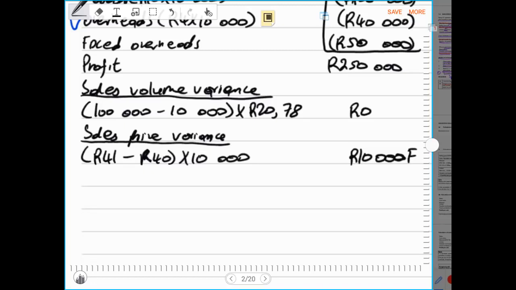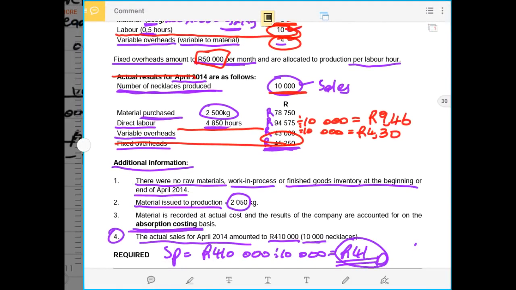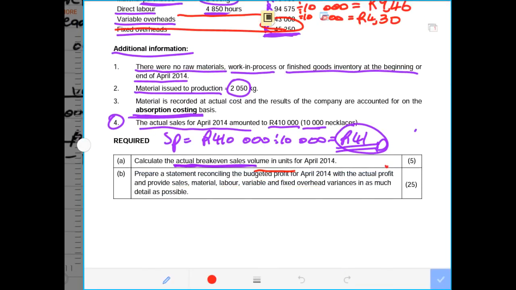Then after we go to the material. Remember, the question said we must do sales, material. I just want to check all of them. They are already in my head, but I also want to recap for those who don't have the variances in their mind yet. Sales, material, labor, variable, and fixed. So I am done with the sales. Now I'm doing material. There are two variances under material, two variances under labor, only one variance under variable. And here there were two variances under sales. So it's also very important to know.